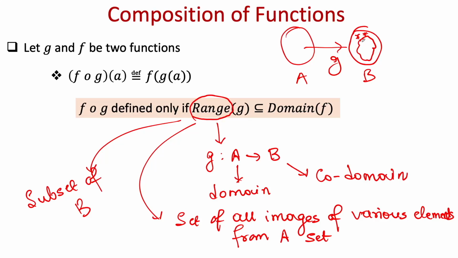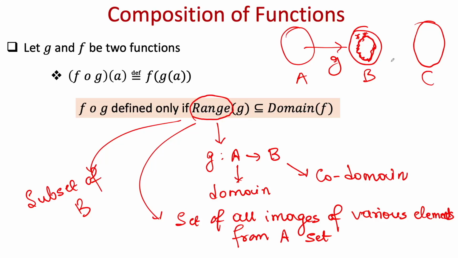Coming back to the composition of functions, it's easy to see that the composition of the f function and g function is possible only if the range set of the g function is a subset of the domain of the f function. If your f function is from the set B to set C, then if I focus on this circled part, each element should have an image as per the f function. That means the circled part should be a part of the domain set of the f function. If this condition is not satisfied, then clearly the composition of f and g is not defined.